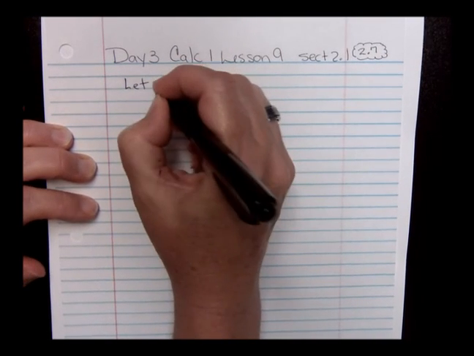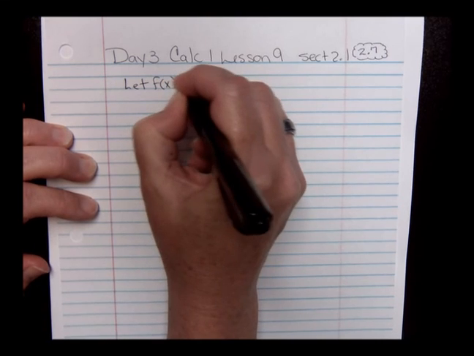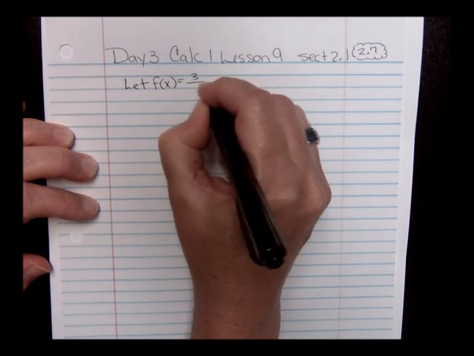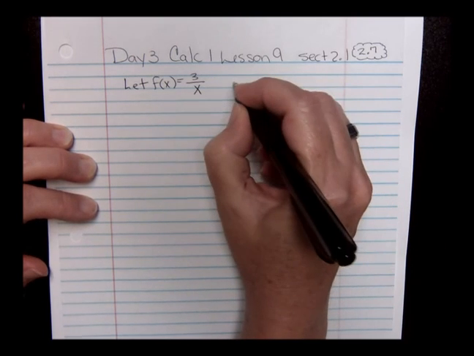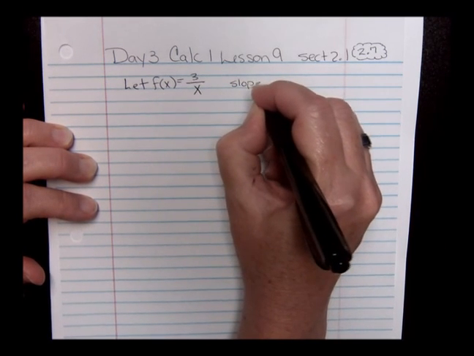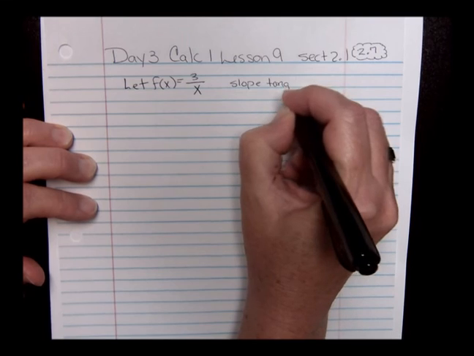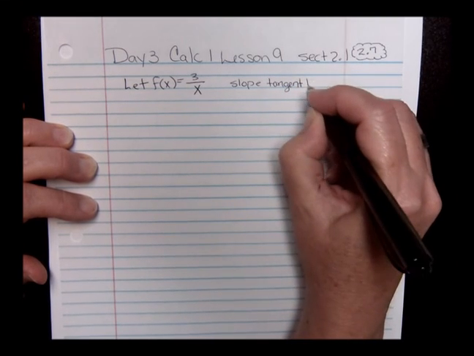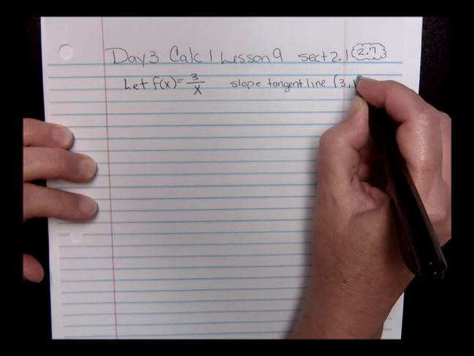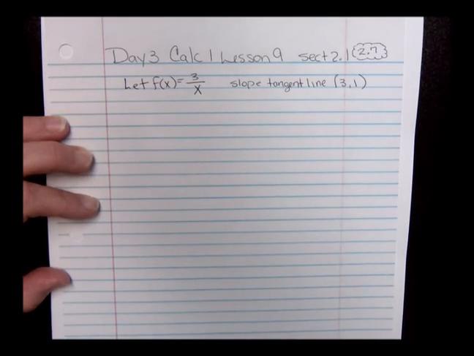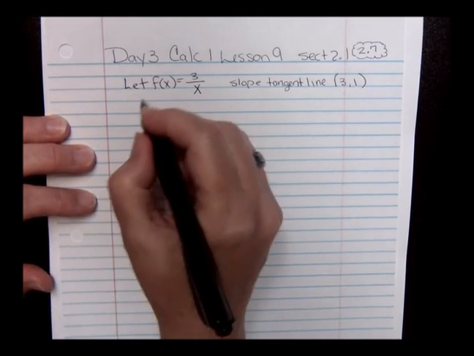Let f of x equal 3 over x. Okay, and we want the slope of the tangent line at 3, 1. This time I'm going to use my other formula. So I'm going to write it down here.